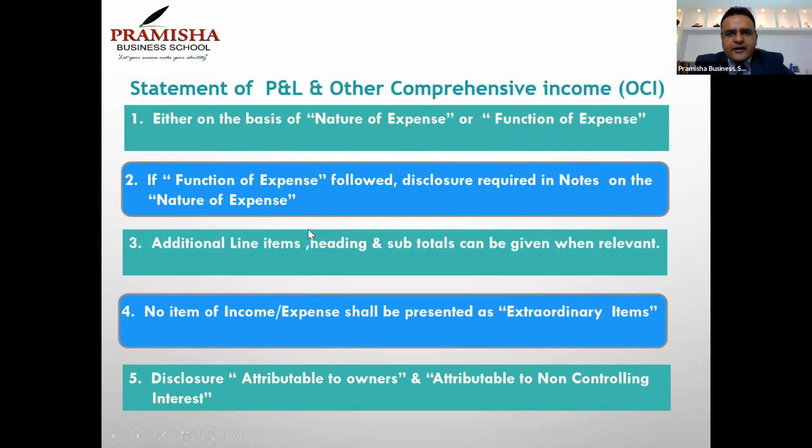So we didn't get into it, and we said that we need only one way of presenting it, that is nature of expense. Additional headings and subtotals can be added if relevant, and there is no concept of extraordinary items in IFRS. Everything is equally prominent as far as IFRS or IndAS is concerned. And we'll disclose what is attributable to owners and what is attributable to non-controlling interest. Non-controlling interest is a term used for minority interest in IFRS. So we need to appropriate the profit belonging to the owners and belonging to NCI.